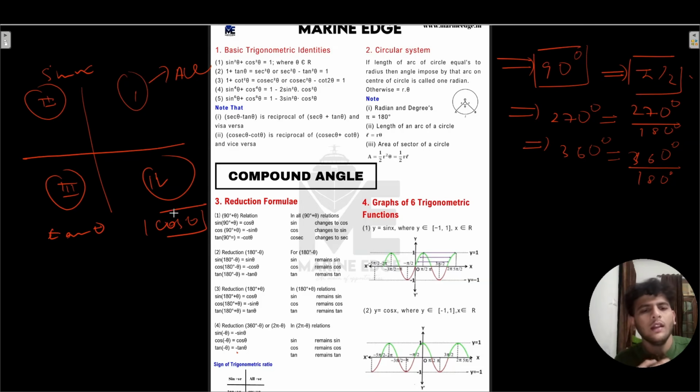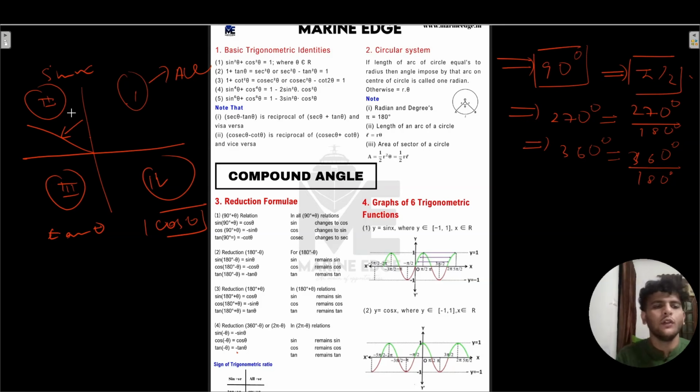Okay, so you can actually see that sine 90 plus theta will be lying somewhere around here. This is lying in the second quadrant, and we know that for the second quadrant, every value of sine is positive. That is, sine 90 plus theta will be cos theta, which is positive in this case.